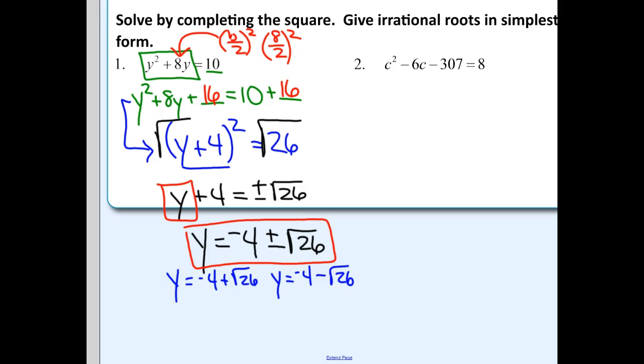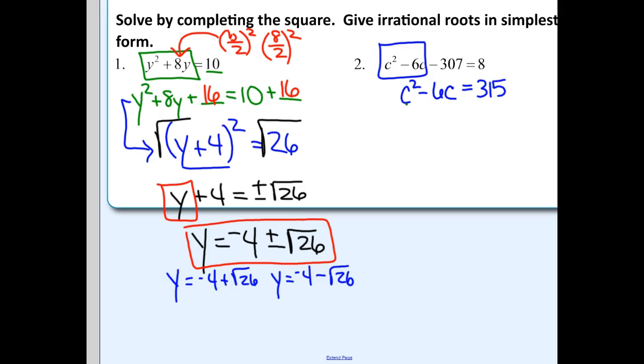Now, let's look at number 2. Is that in the right form to complete the square? Well, you notice I've got to move that 307 over. Remember, it's got to be the quadratic term and the linear term on one side, and the constant term on the other side. So the first thing we have to do is add 307 to the other side, and 307 plus 8 is 315. Okay, so now we're in the right form. We've got our quadratic term, our linear term, and the constant by itself.